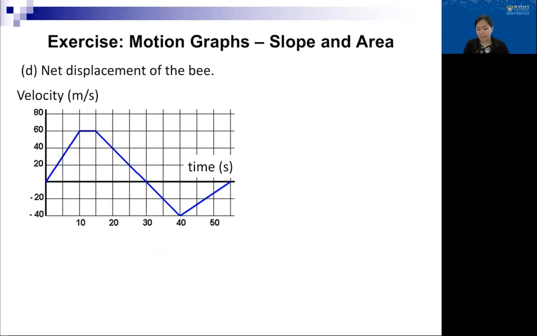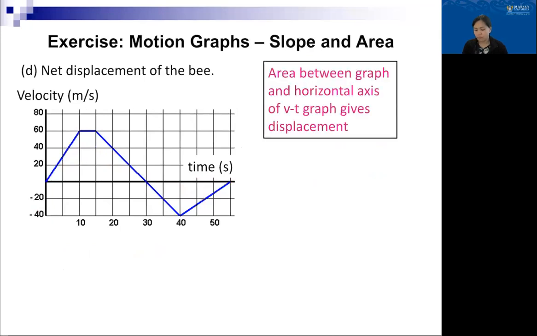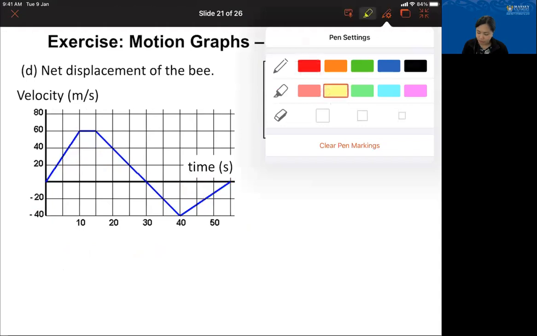And finally, the net or total displacement of the B. That means you need to find the total area between your graph and the horizontal axis. So all of these areas here. So the area between the whole graph and the horizontal axis. Looking at the graph, I can divide this into two geometrical figures. You have a trapezoid.